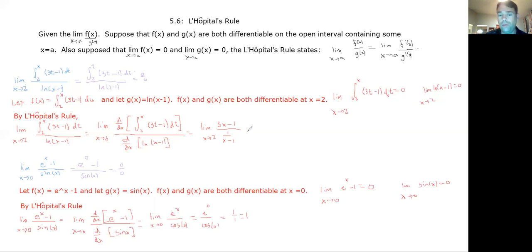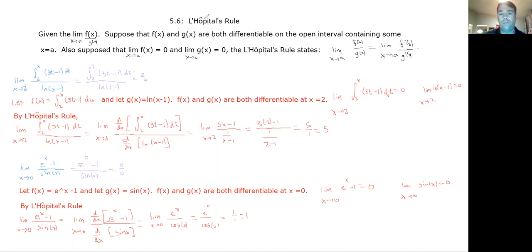So we took both our derivatives. Now when we plug them in here, we're going to get 5 on top, and we're going to get 1 over 2 minus 1 on the bottom. I should probably show that first. Which is 5 over 1, which is 5. So that's L'Hopital's rule, at least the first part of it.